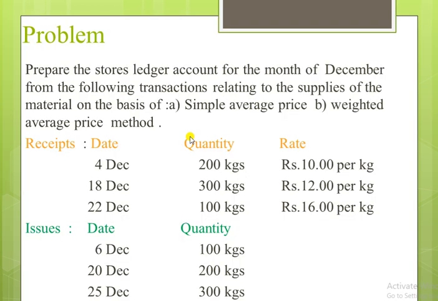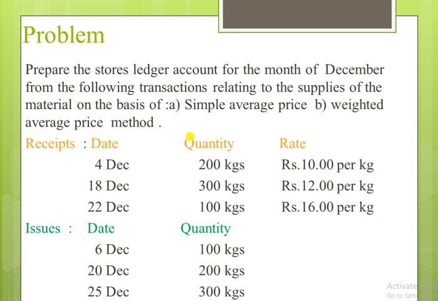Now the problem is: prepare the stores ledger account for the month of December from the following transactions relating to the supplies of material, on the basis of simple average price and weighted average price methods. In the given information, we have to calculate two methods, that is simple average and weighted average. Receipts have been given.